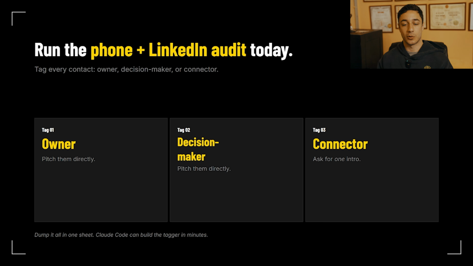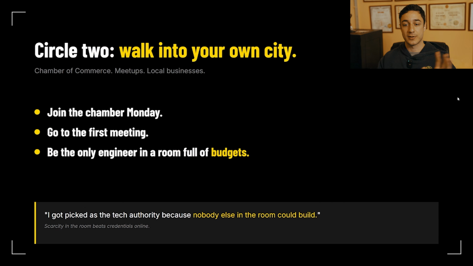And honestly, you don't have to do this manually. The way I would recommend it, you dump it all into one sheet. LinkedIn has an export button, and your phone also has an export button you can use. Dump it all in one sheet and just give it to Claude Code, and you can build a tagger in literally a couple minutes. And you're done with this exercise.